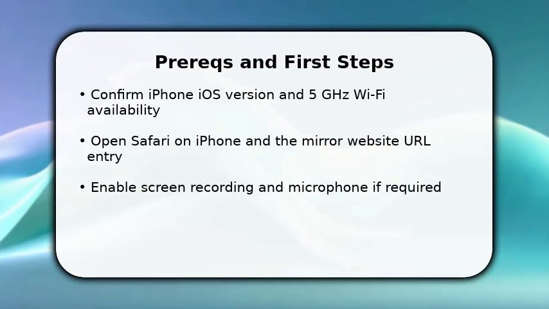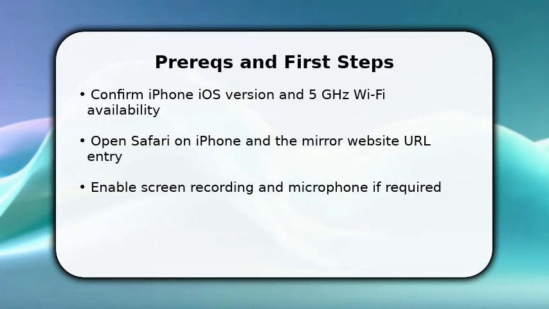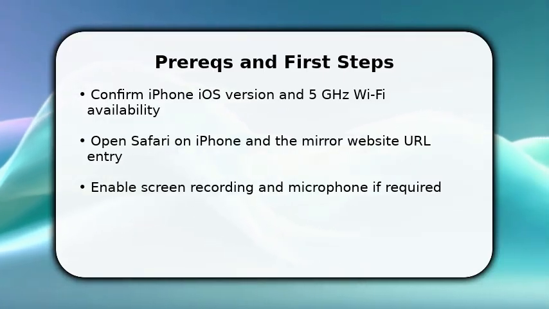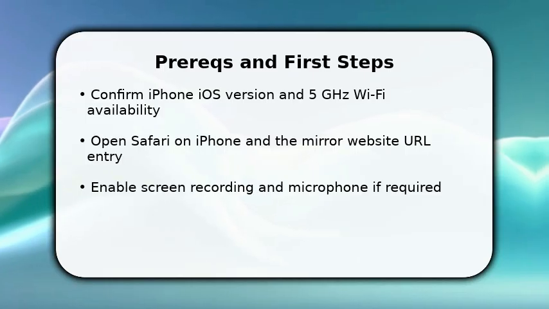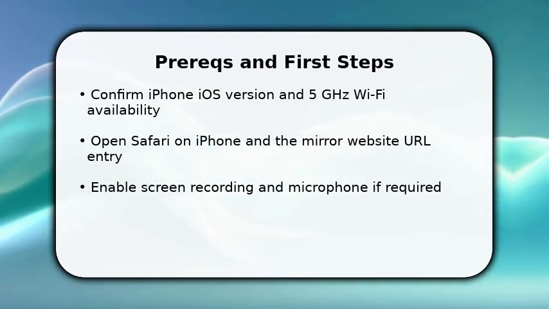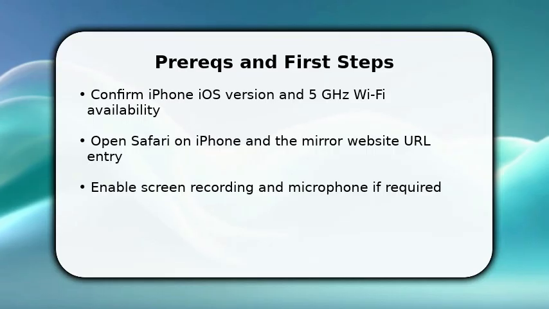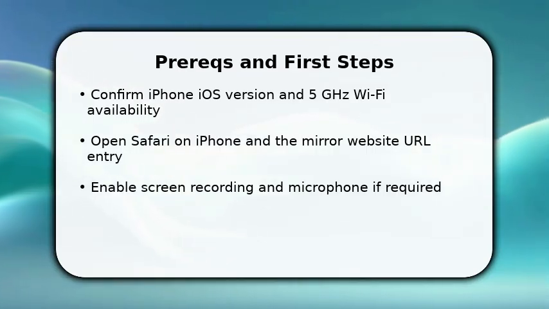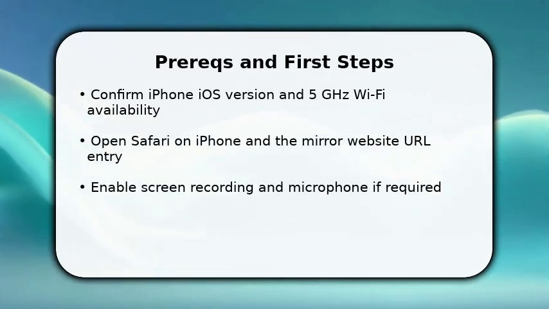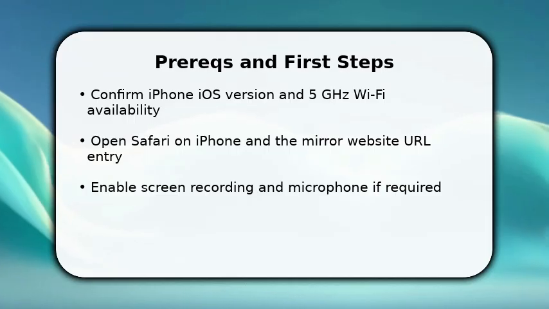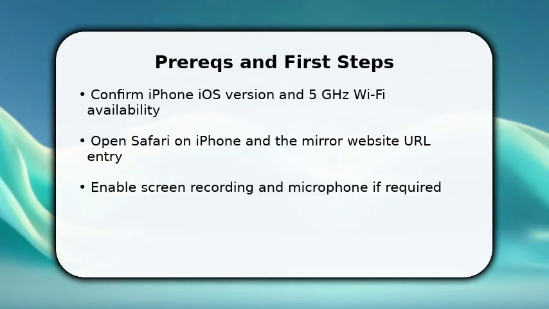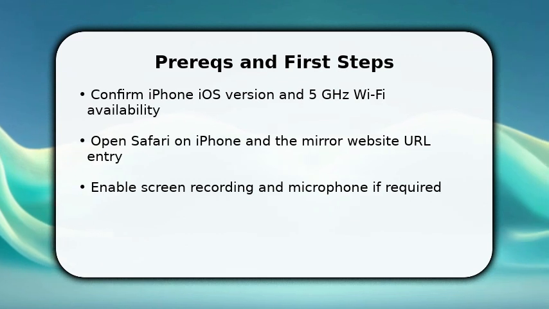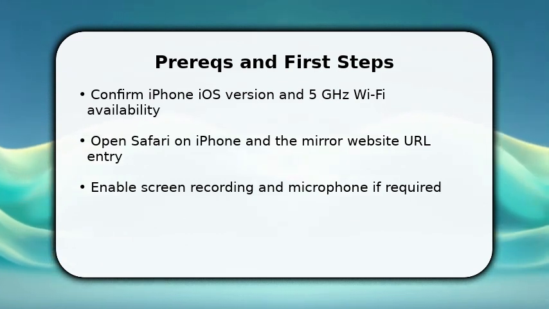You'll start by preparing the devices. Make sure your iPhone is on the same 5 GHz network and running a supported iOS. Once done, open Safari and navigate to the Mirror website. This reduces latency and avoids app downloads. Next, enable Screen Recording in Control Center and grant microphone if the site requests audio. Doing that now prevents interruptions. You're taking these steps to ensure a stable, low-lag connection and to allow the website to capture your screen securely.